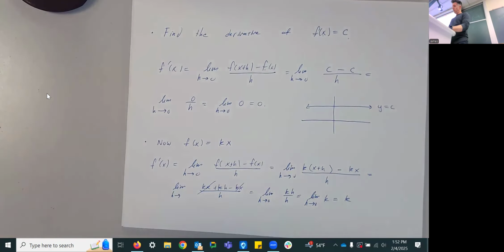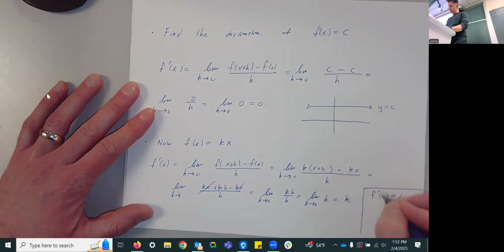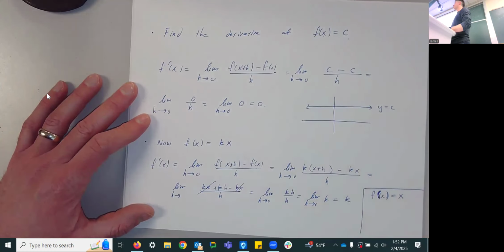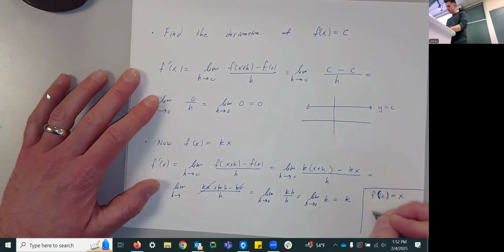And I'll just say more specifically, if f of x is just x, what's our derivative going to be? 1, right? The slope of y equals x is just 1.